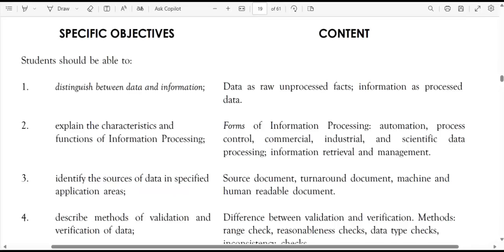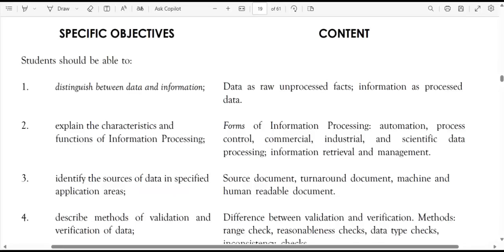Now, processed data is raw data that has been organized, structured, or analyzed to make it meaningful and useful for decision making. Example, the average test score of a class calculated from raw scores. A sales report showing total sales by region after processing individual transactions.